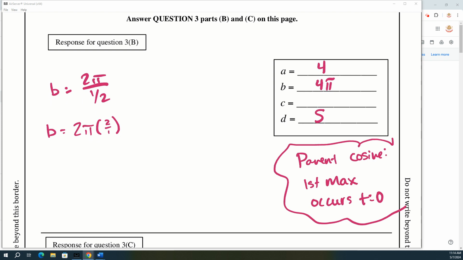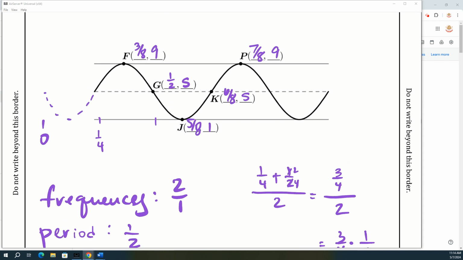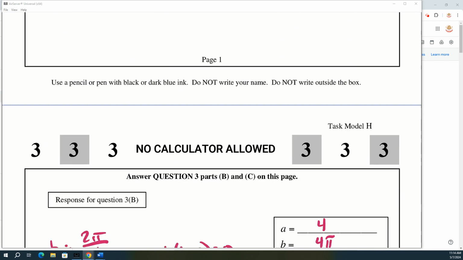So we're going to do that same thing where we take B times T plus C, but this time we're going to set it equal to 0 because this one is telling you that it's a cosine function. What are we going to put in for B? 4 pi. What are we going to put in for T? 3/8.